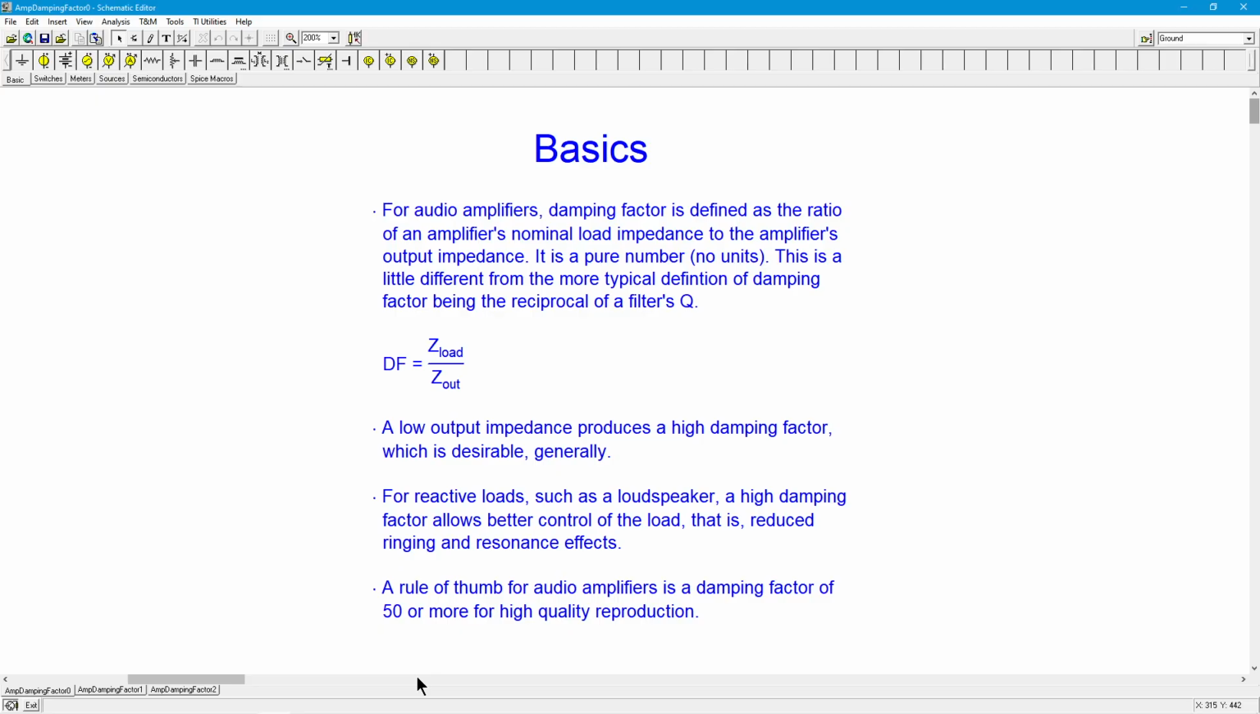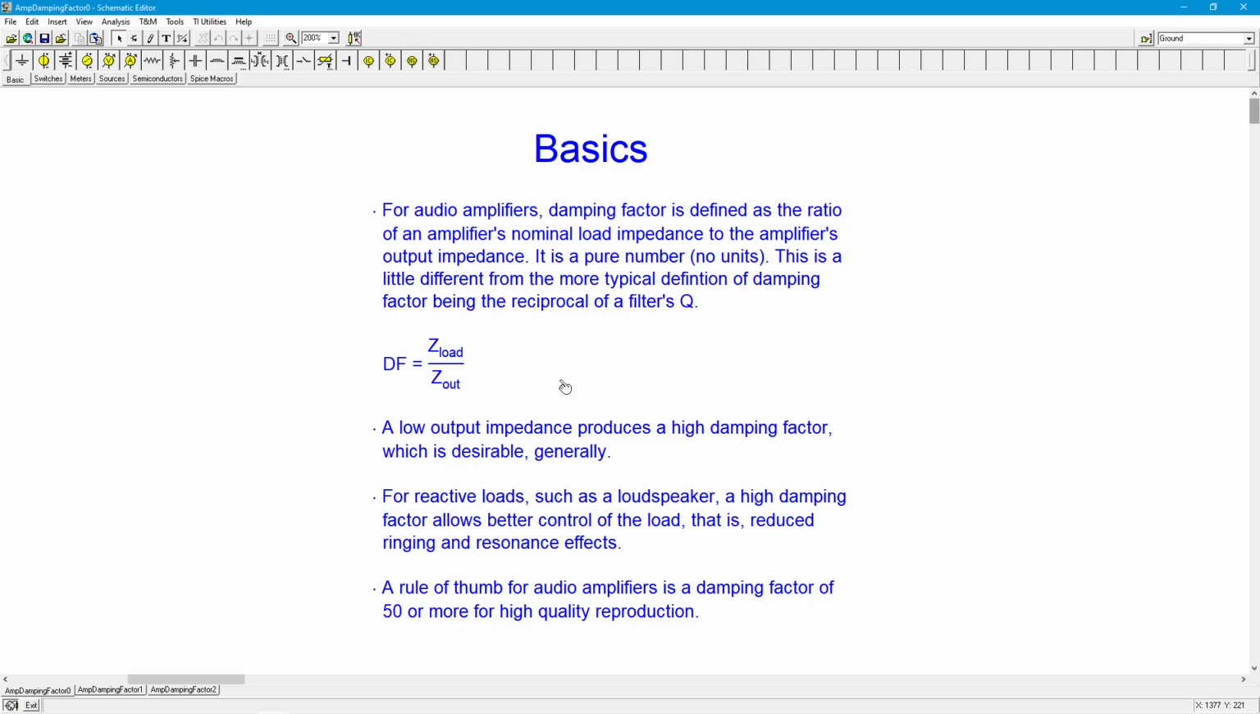Now, the term damping factor is applied elsewhere, for example, in resonant circuits and filters. So this definition is a little bit different, although they are closely related, as you will see. So damping factor is basically nominal Z load over Z out of the amplifier. The lower your output impedance on the amplifier, the higher the damping factor, and high damping factors are generally considered to be desirable.